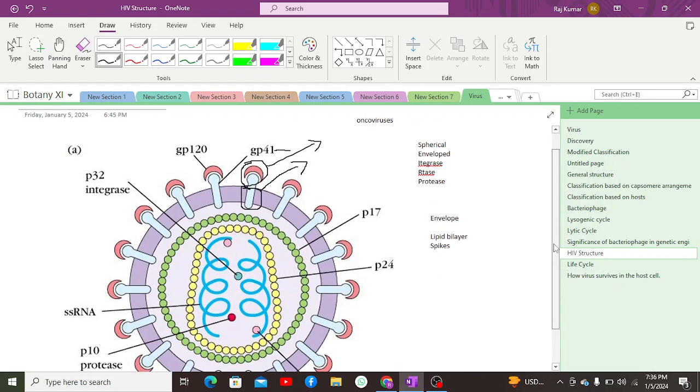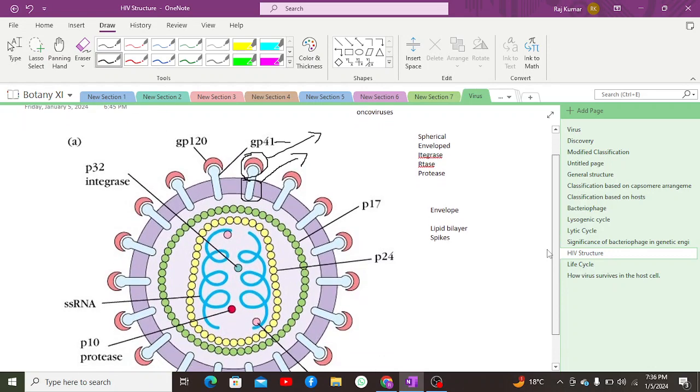Moreover, there are some other structures present. Number one included the envelope. Number two is the matrix. The matrix is a proteinaceous layer which provides stability to the capsid present within it. This matrix is made up of a special type of protein known as P24 protein.